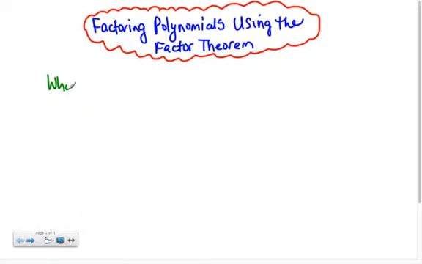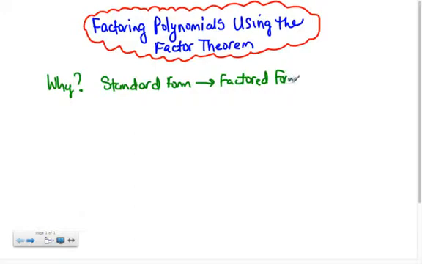First, why are we doing this? Well, if you remember, the whole idea behind this is that if we were going to graph a polynomial, it's a lot easier to graph a polynomial in factored form than it is in standard form. So what factoring allows us to do is to change a polynomial from standard form into factored form. And once it's in factored form, then we can determine what the zeros are and what the behavior is around the zeros, and we're able to graph the polynomial. So that's the reason why we're doing all this.